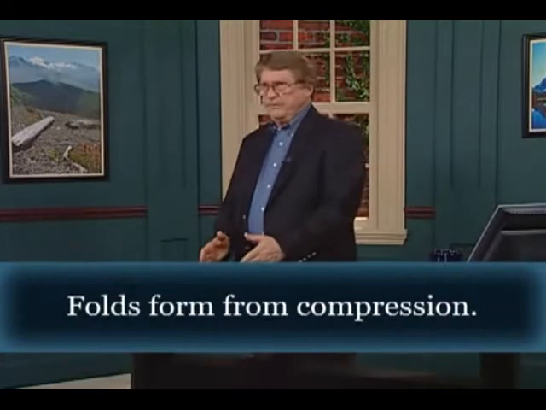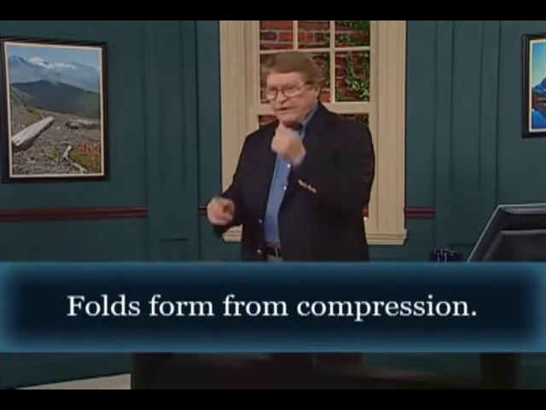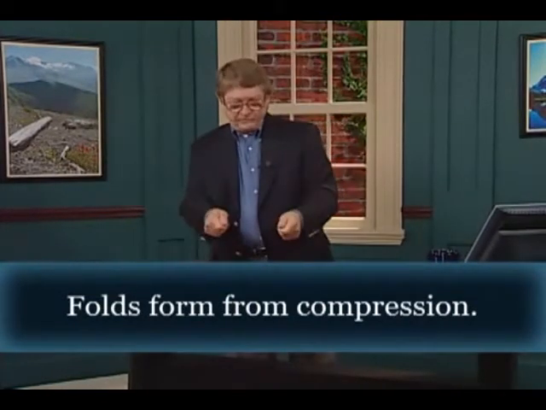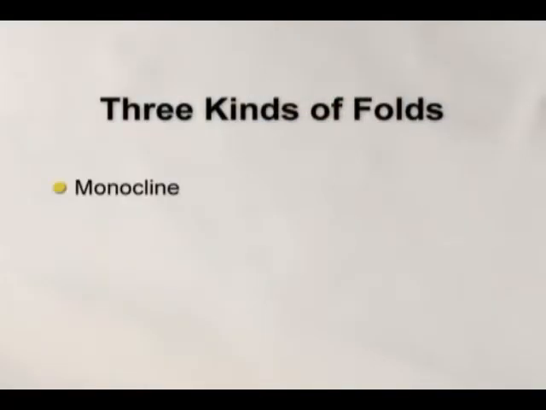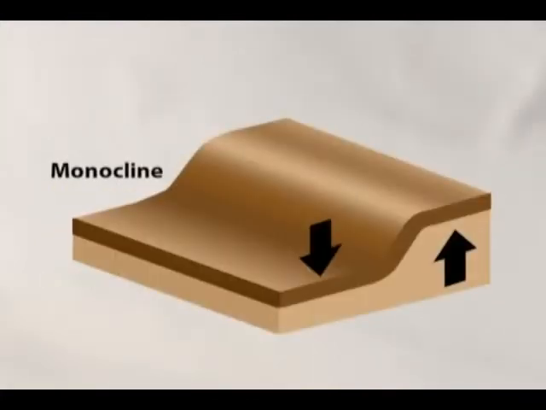Folds all form from compression. That's point number one. You cannot form a fold, for example, with a piece of paper, try to pull it up. You're not going to do any folding, pulling it out under tension. So they're all formed as a result of compression. And there's basically three different kinds of folds. The monocline, the anticline, and the syncline. Now, monocline, mono means one. A monocline is basically a single sloping curve like that. A fold that simply has one side to it, if you will.